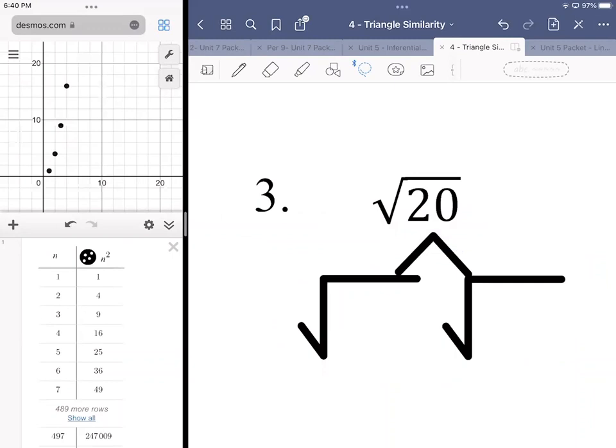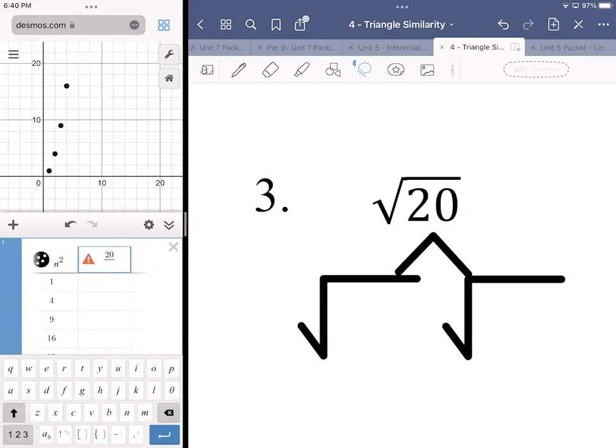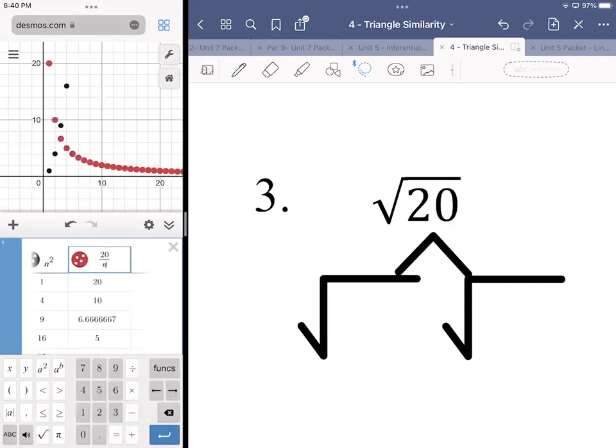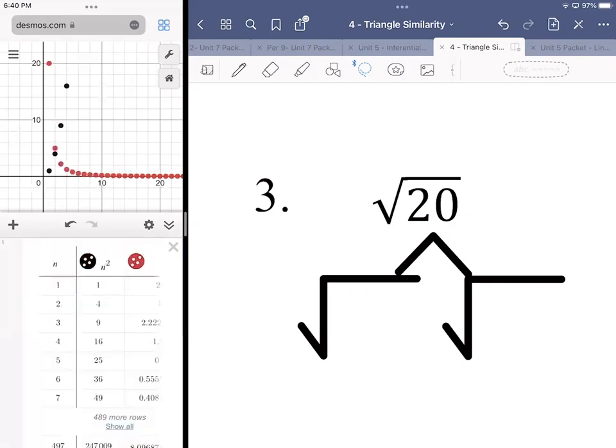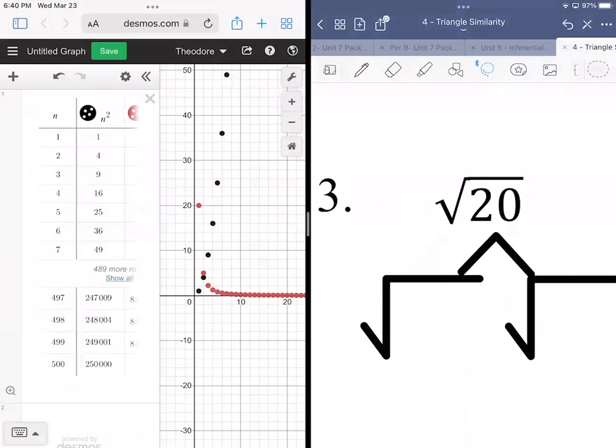So what I can do, one of two ways, I can go into a third column and type 20 divided by n squared. The graph is going crazy here, but we don't really care about the graph. We care about the table of values.